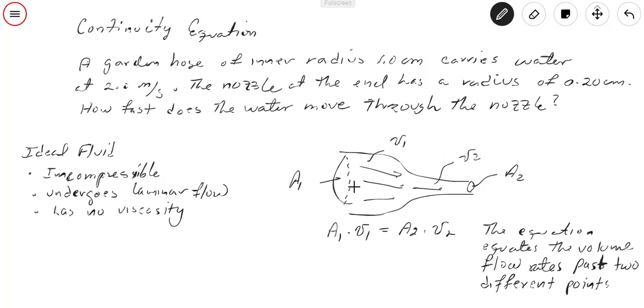So basically the continuity equation says that the flow rates at different points are equal. The flow rate, that is basically the product of the area times the velocity of the fluid in this section, is equal to the flow rate in this other section. So the continuity equation says that area 1 times velocity 1 should be equal to area 2 times the velocity in region 2.